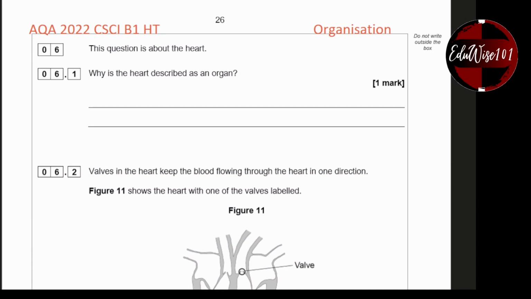Why is the heart described as an organ? Now remember, an organ is made up of different tissues. The heart is made up of different tissues, each of them having a specific function. So the answer would be, it is made up of different tissues that perform specific functions.